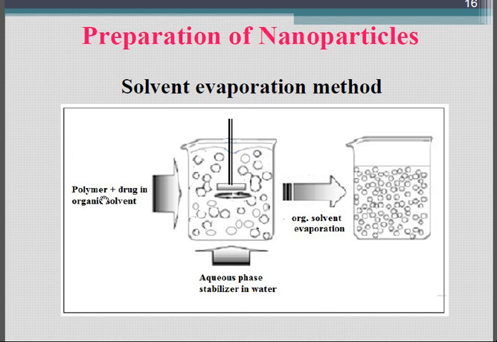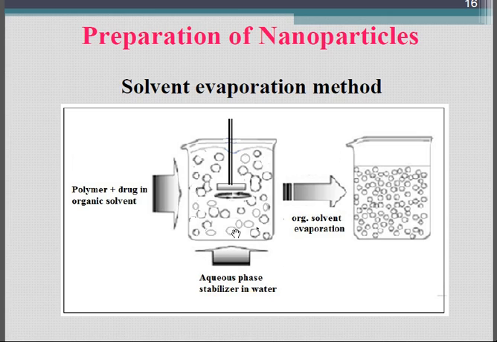So what are we doing? We take the polymer, drug and the solvent, and keep it for evaporation at one particular temperature. The organic solvent evaporates completely, leaving behind the polymer and drug, where the drug is loaded in the polymer. Here we add an aqueous phase to stabilize the system. Then we complete the evaporation of the organic solvent, go for filtration, and then drying, and thereafter we get the nanoparticles.